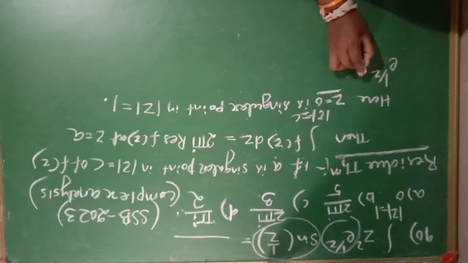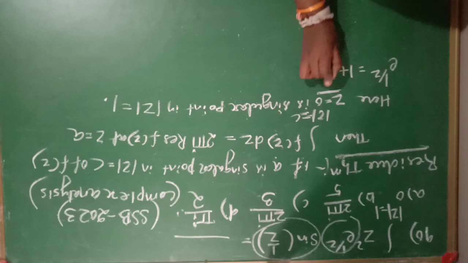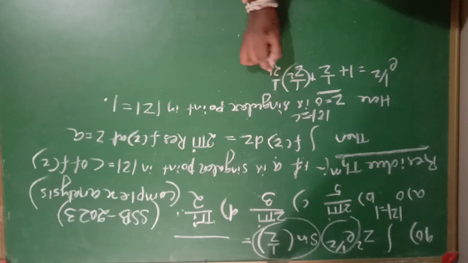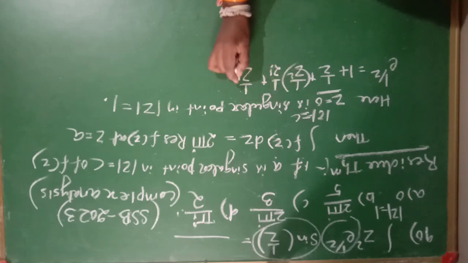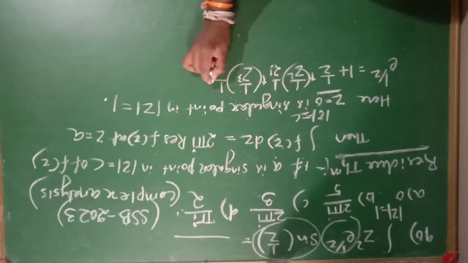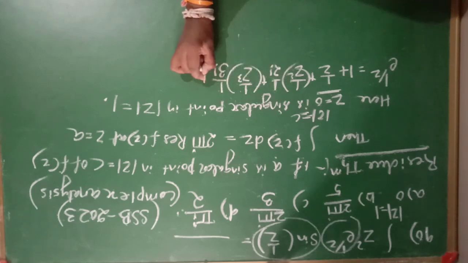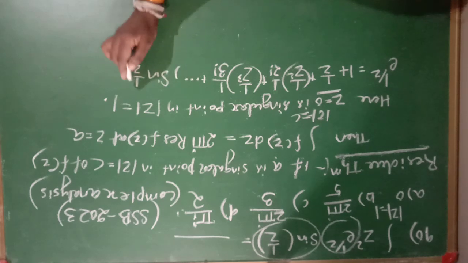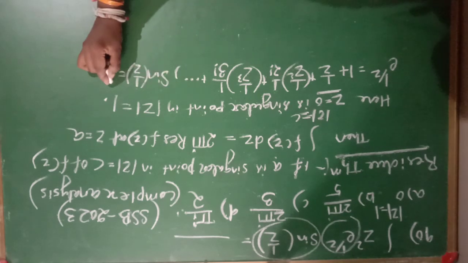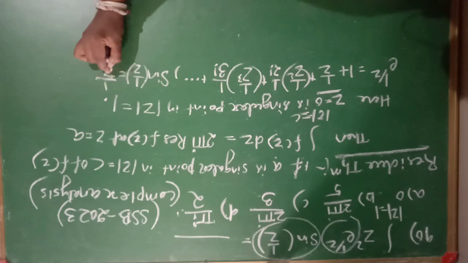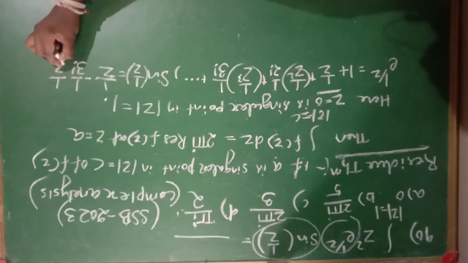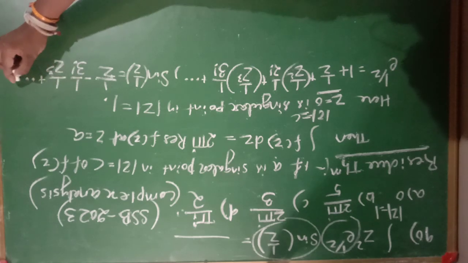e to the power 1 by z can be written as 1 plus 1 by z plus 1 by z square into 1 by 2 factorial plus 1 by z cube into 1 by 3 factorial plus and so on. Similarly, sin of 1 by z can be written as 1 by z minus 1 by 3 factorial into 1 by z cube plus and so on.